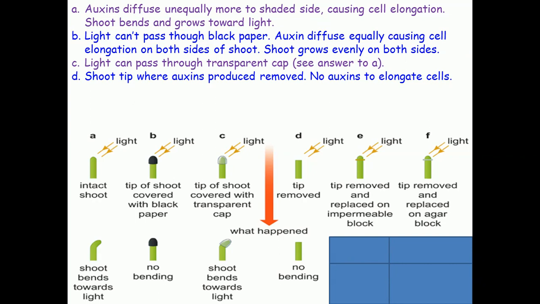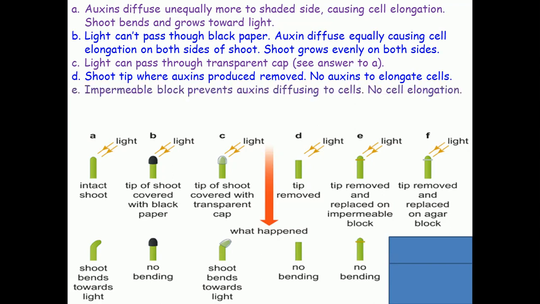This also proves that the auxin is the chemical that causes the cells to elongate. In experiment E, the tip is removed, but this time it's put back on an impermeable block. Impermeable means that auxin can't diffuse through it. So the end result of the experiment is that there's no bending of the shoot. The impermeable block prevents the auxins diffusing to the cells, and therefore, because these cells don't have any auxin, they will not elongate.